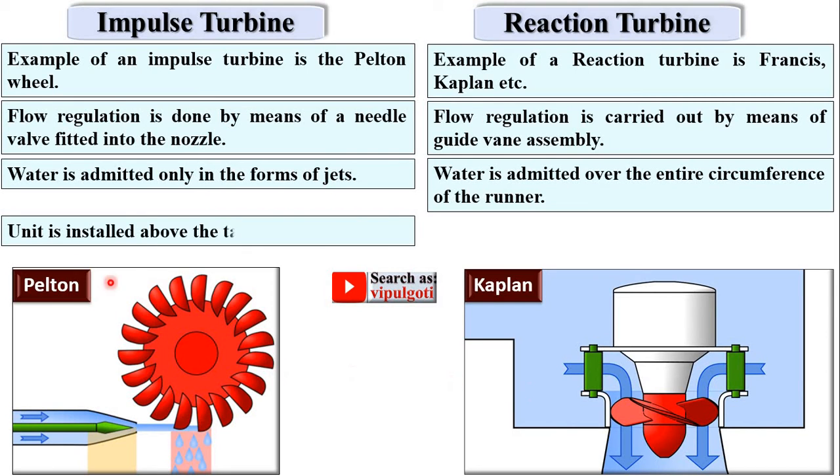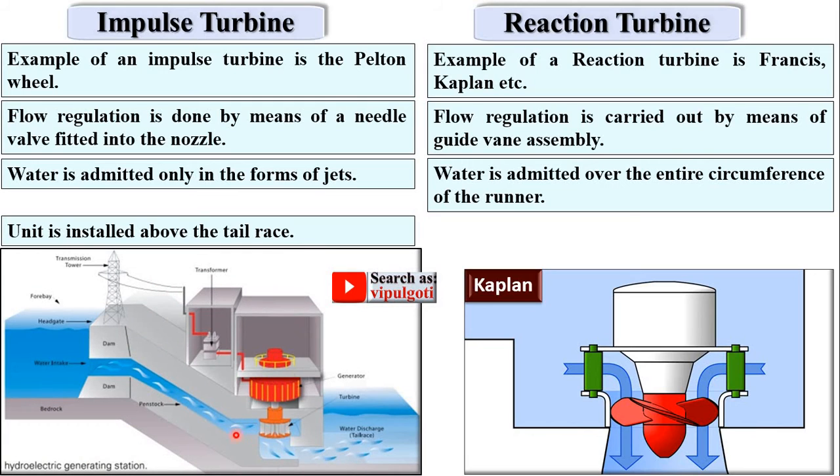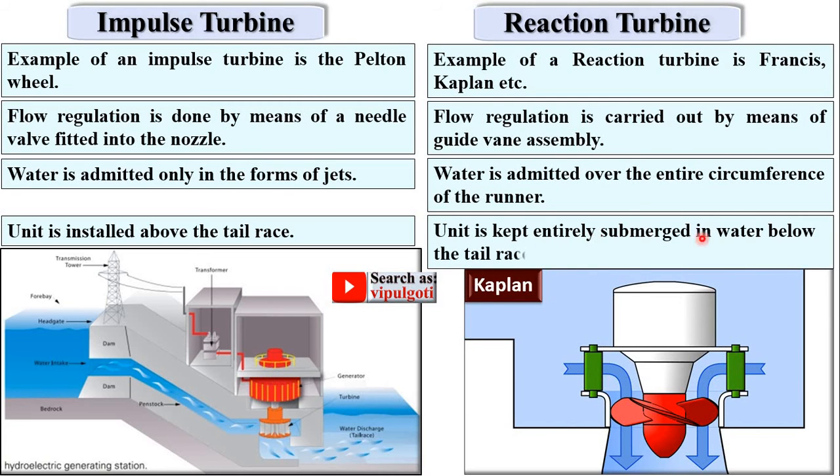Next, in an impulse turbine the unit is installed above the tail race. Here you can see in this figure, this is not actually a Pelton wheel, but if it is an impulse turbine, then it will be above the tail race. Whereas in case of a reaction turbine, the unit is kept entirely submerged in water below the tail race. This one is the reaction turbine, and here you can see it is totally submerged in the water, below the tail race level.